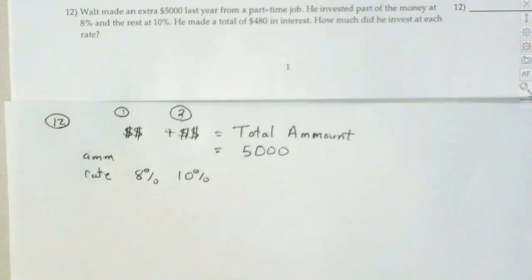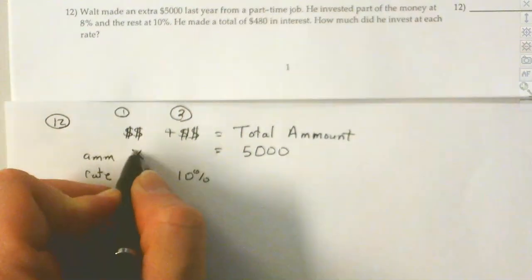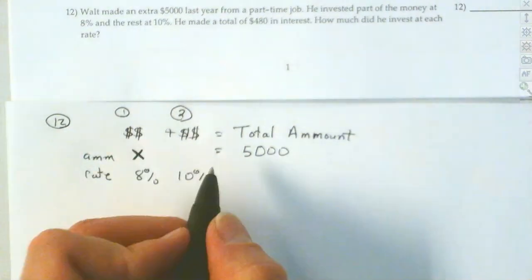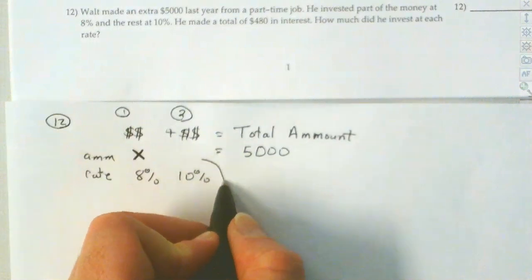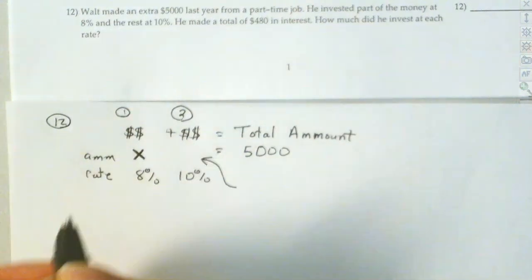Now, remember how we set these up. Do we know how much money is in the 8% account? No. Okay, so what goes there? X. Remember that? Now, what about the other one? Do we know how much is in the 10% account? No.